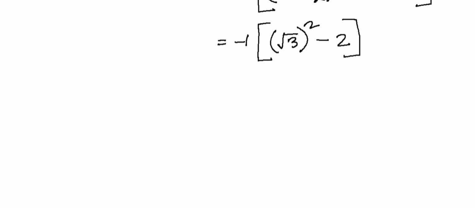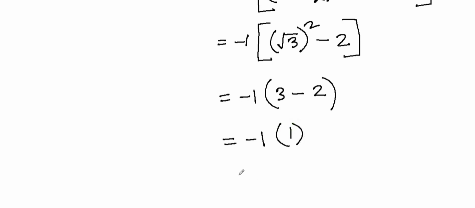Now here, minus 1, then square root 3 squared equals 3 minus 2. So minus 1 bracket 1. So the value is minus 1. So this minus 1 is the value of x to the power 100 plus 1 over x to the power 100. Thank you very much.